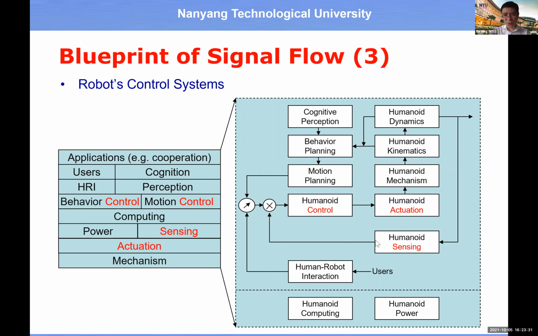This control system will respond to signals, because at this level is signal, at this level is motion, and then you will see we may have a behavior. Behavior will be translated into motion, and motion will be translated into motion-related signals.